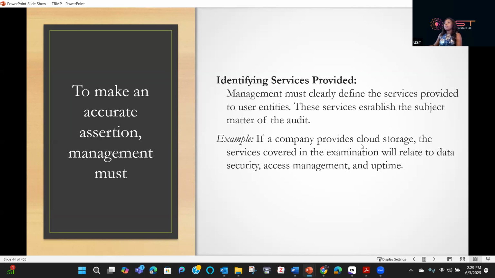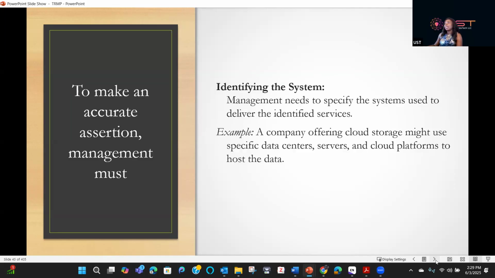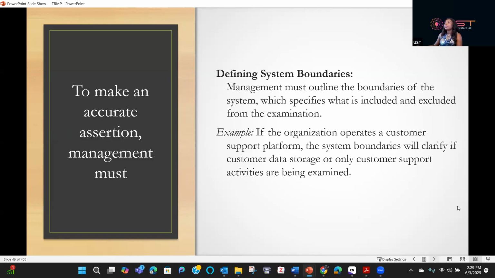For example, if a company provides cloud storage, the services covered in the examination will be related to data security, access management, as well as uptime. Management needs to specify the system used to deliver the identified services. Say a company offering cloud storage might use specific data centers, servers, and cloud platforms to host the data, right?